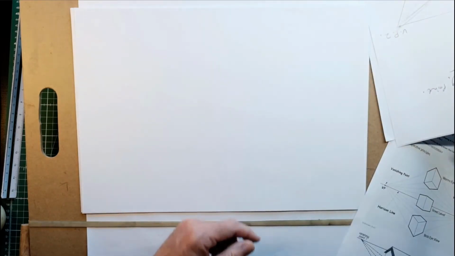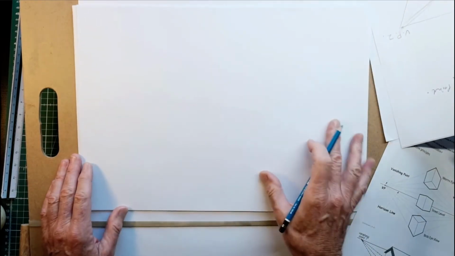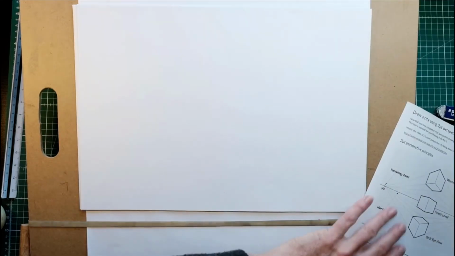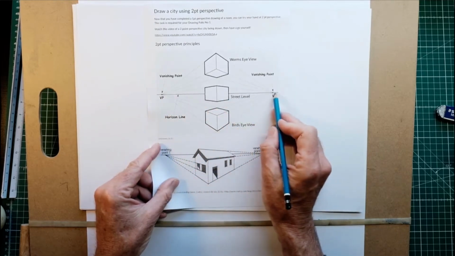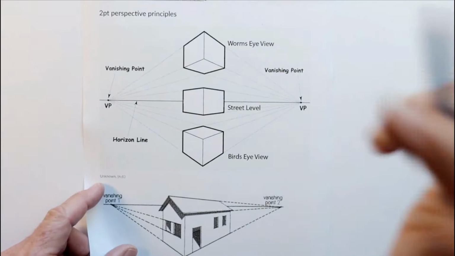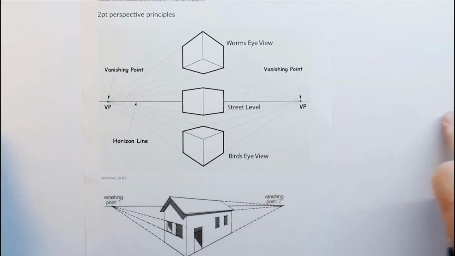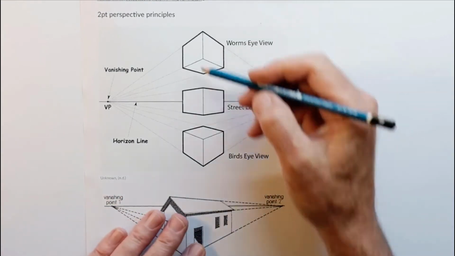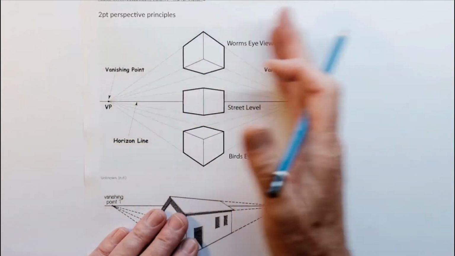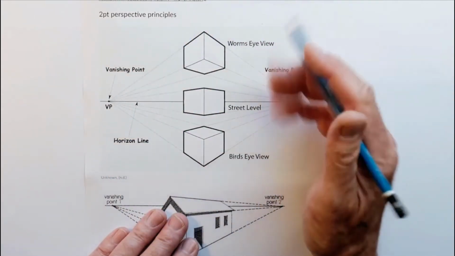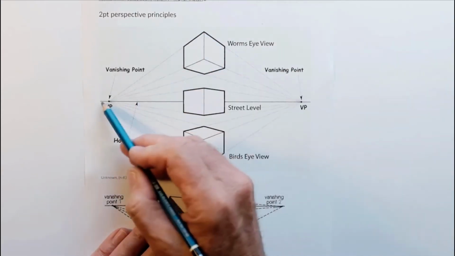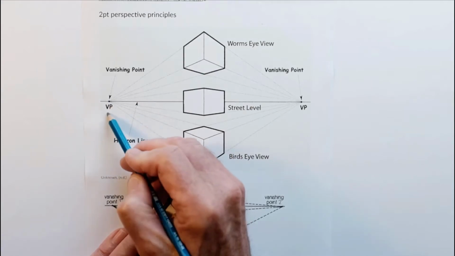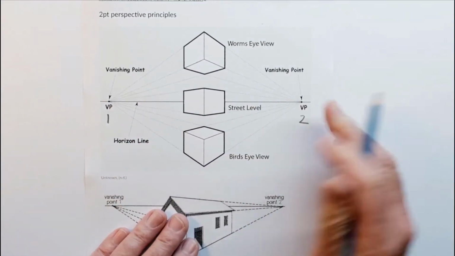Okay. So that's it. What we're going to do is draw basically a city by starting with a horizon line. Then we're going to draw 2 points quite close to the edge of the page, very close to the edge of the page. And then we're going to construct a series of buildings or boxes. And they're either going to have vertical lines or the lines are going to run towards vanishing point 1 and vanishing point 2. And that's it.